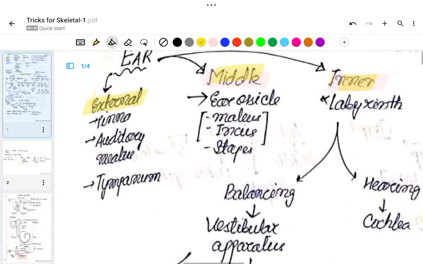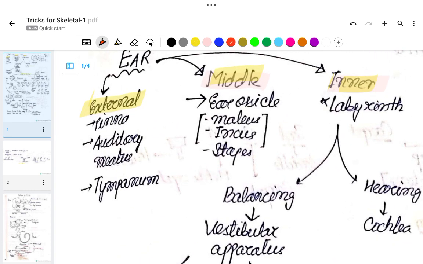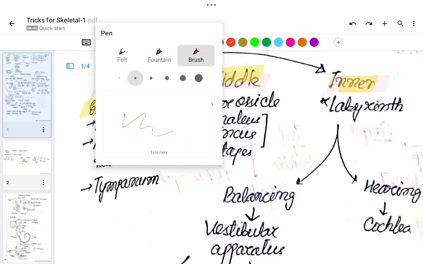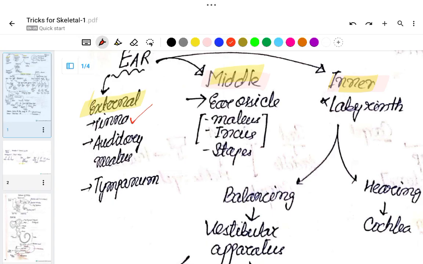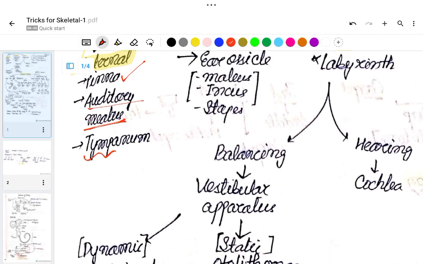The external ear consists of, number one, the ear pinna. What is the pinna? I'll show what is the pinna. Next is the auditory meatus. What is the auditory meatus? Auditory meatus is the opening. And next is the tympanum.